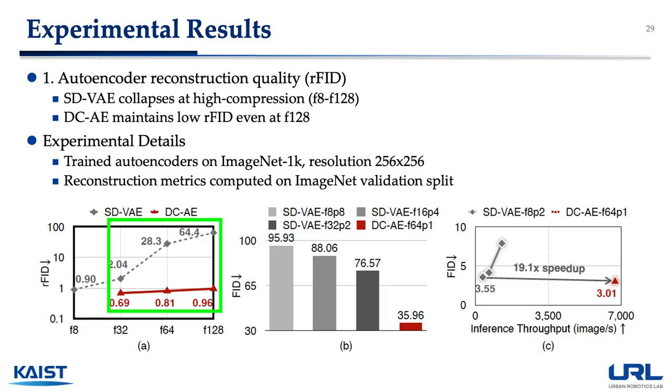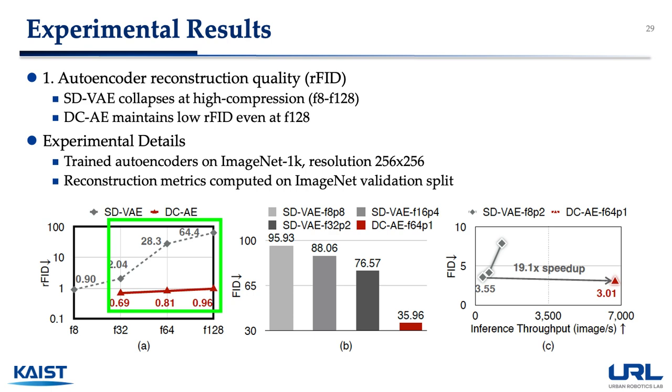Let's look at how the proposed DCAE performs in practice. Starting from figure A, we compare the reconstruction RFID across different compression ratios. You can see that the standard SDVAE quickly collapses as we move to higher compression levels. In contrast, DCAE maintains extremely low RFID all the way up to F128. This confirms that our residual autoencoding design successfully stabilizes high compression training.